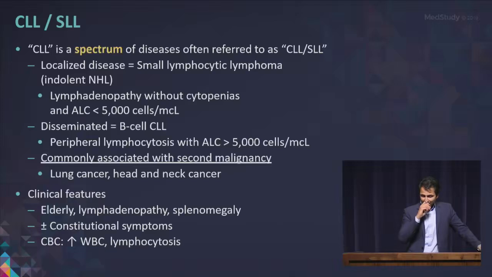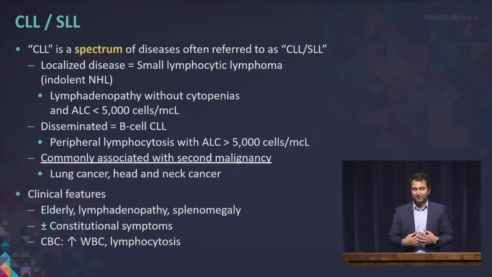And so this slide talks a little bit about how CLL is within a spectrum. It's the same cell that could be considered lymphoma, which is small lymphocytic lymphoma, if most of it's in your lymph nodes. But if most of it's circulating in your blood, then it's considered CLL. And as I said, older patient, lymph nodes, enlarged spleen, mostly lymphocytosis.